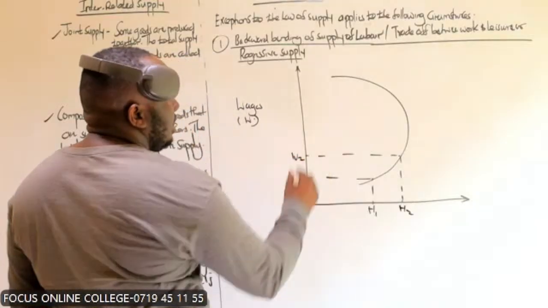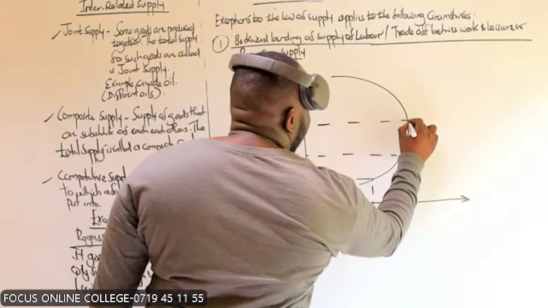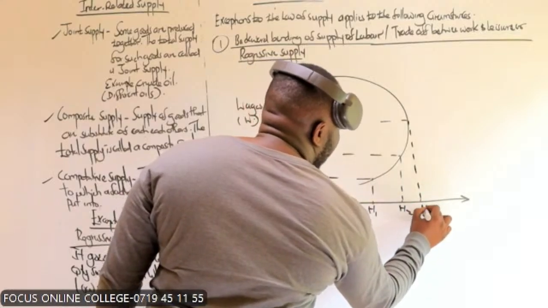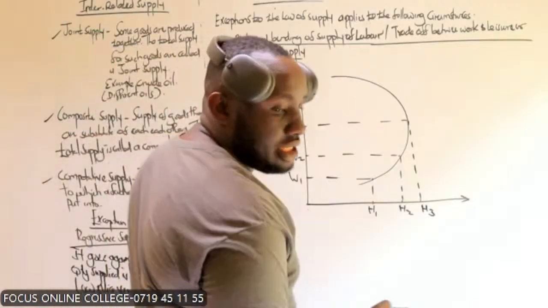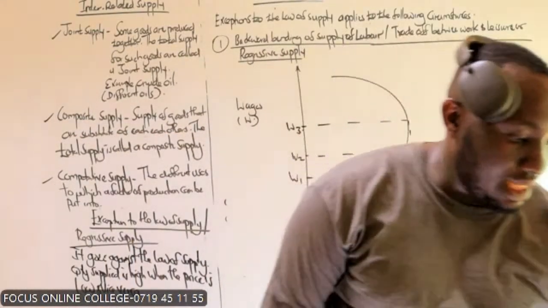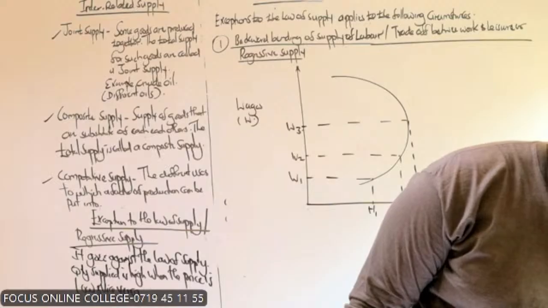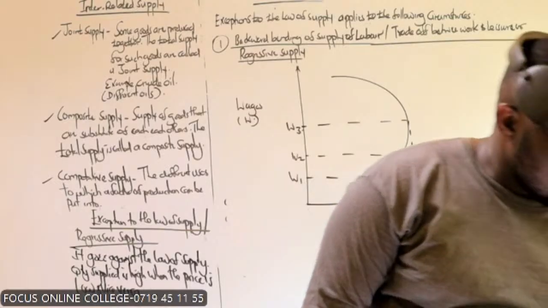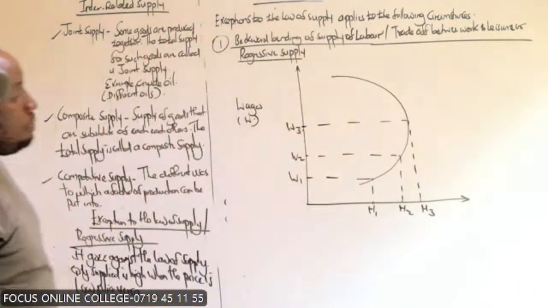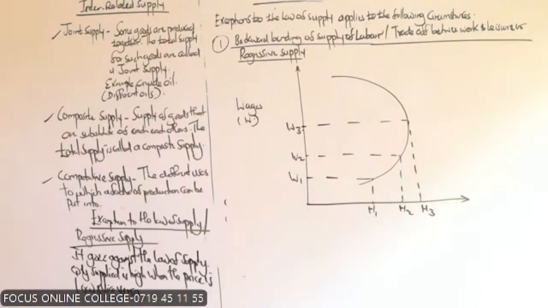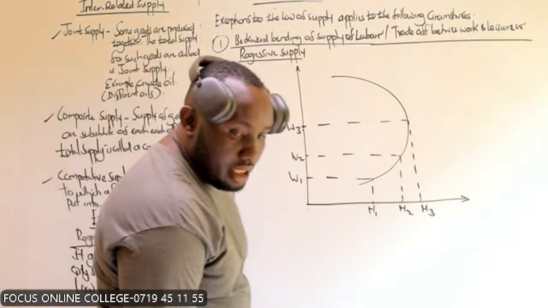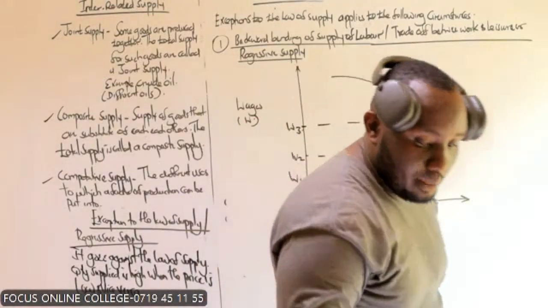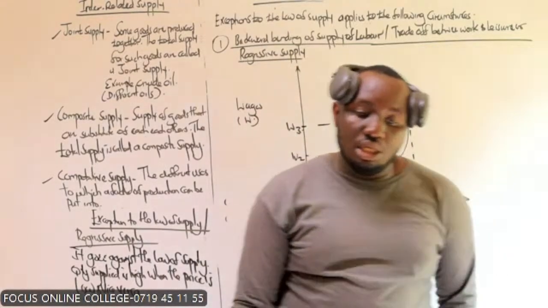When you increase the hours, the wage is increasing. Then I have this, I call it H3 hours. Then the wage is increasing. And it's very realistic. That one is based on the law of supply. Are you able to see that?